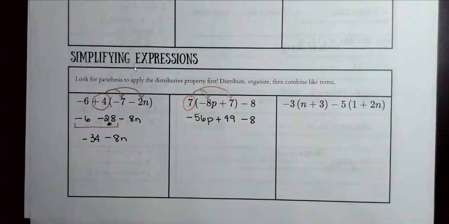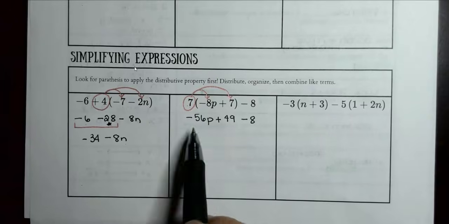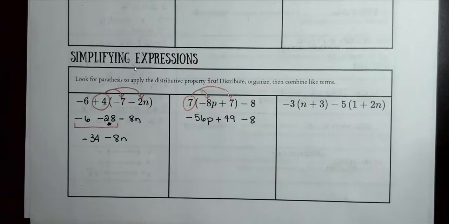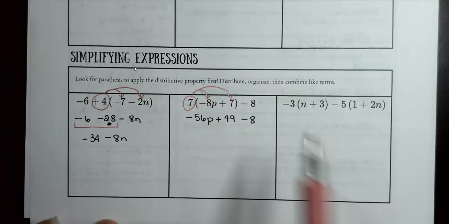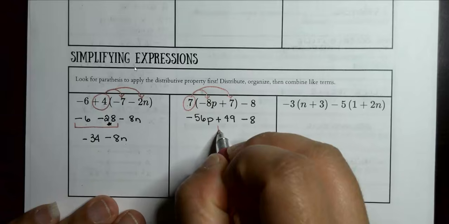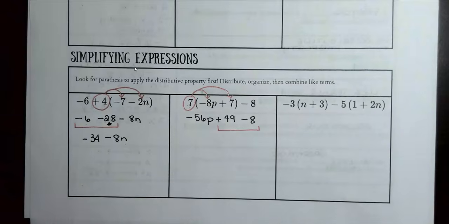It doesn't get multiplied because the 8 is not inside the parentheses. And when I look at this, even though I see that 56 has a P, I don't see any other P's here. So it looks like we're going to be able to do this again. So the 49 and the 8 are the same kind of number because they're plain numbers. They don't have variables, so they go together.